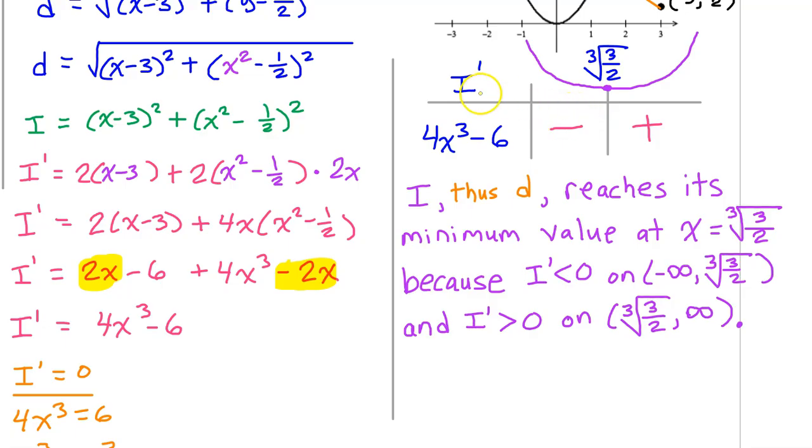One more time, because I prime is negative on the entire domain to the left of cube root of 3 over 2, and positive on the entire domain to the right of cube root of 3 over 2, we know that I is decreasing to the left and increasing to the right, and therefore has an absolute min at the cube root of 3 over 2, rather than merely a relative min.